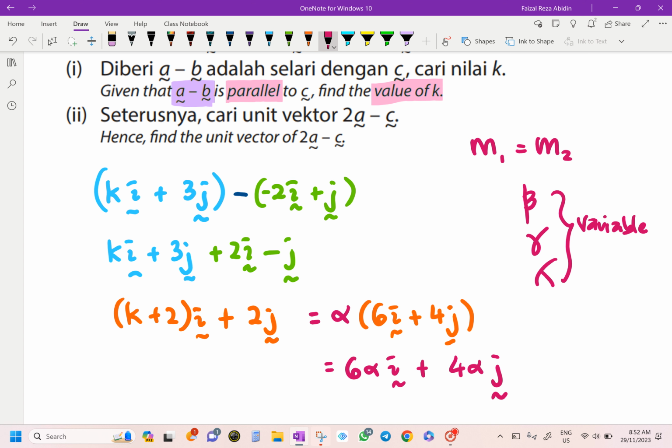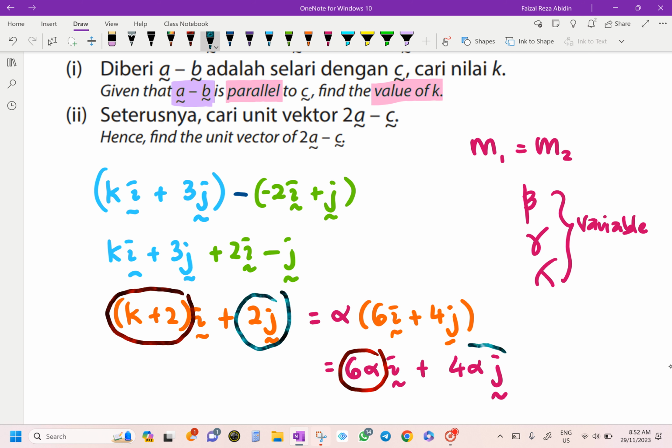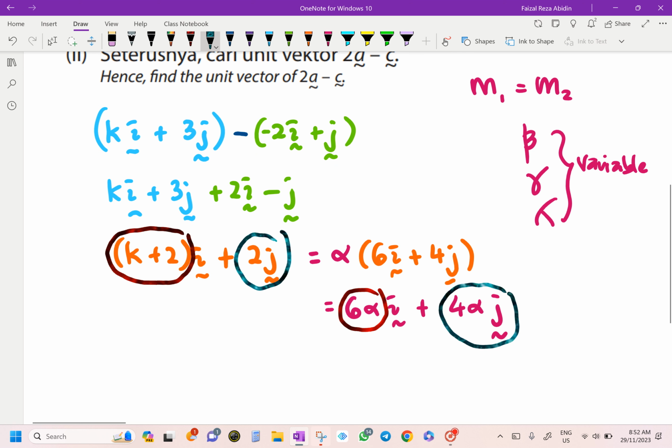Comparison, because it says they are equal, right? So what is the same here? If you look carefully, k plus 2 is going to be equal to 6 alpha, right? And then 2j here is going to be equal to 4 alpha j. So, do you know what k is? No. So, I'm going to find my alpha first.